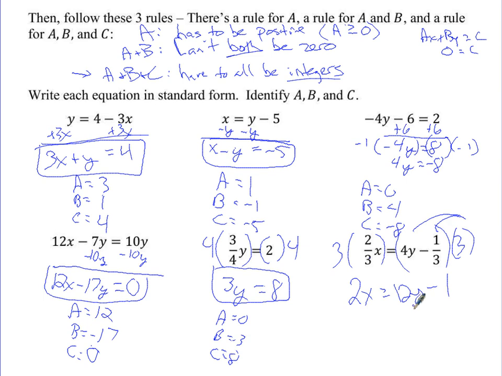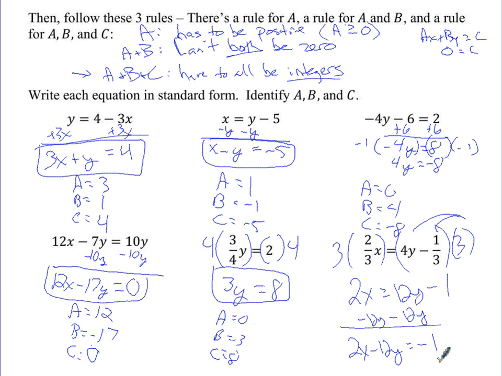The 12y is in the wrong side, so I got to move it to the left, which means I need to subtract 12y from both sides, which gives me 2x minus 12y equals -1.